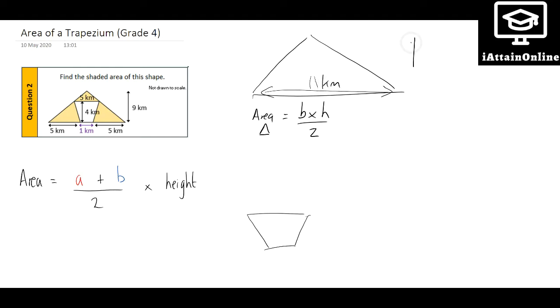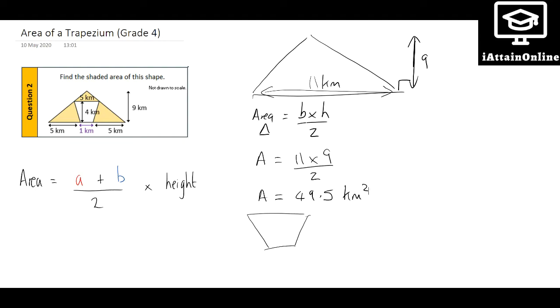And then the height of this triangle, remember, just the same as with the trapezium, the height needs to be at a right angle to the base. So this one here is 9. So to find the area of this triangle, I'm going to do 11 multiplied by 9 and then divide my answer by 2. So that tells me the area of the triangle is 99 divided by 2, or 49.5 kilometers squared. That's the area of the whole triangle if that trapezium hadn't been cut out of it.